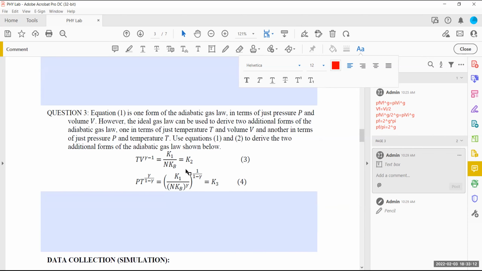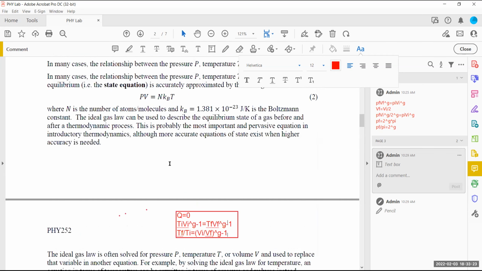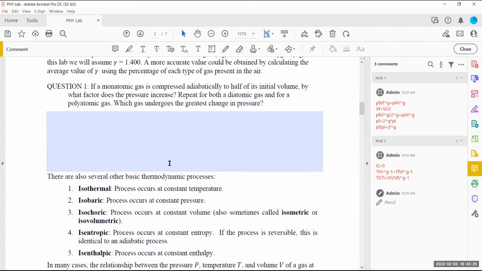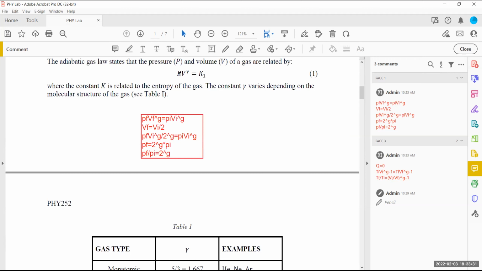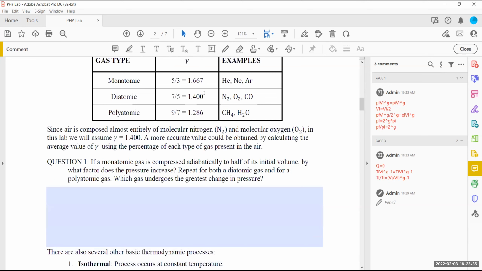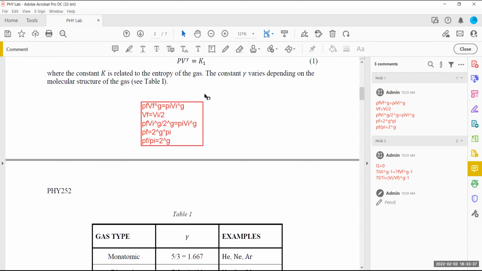Using PV equal to nRT, or PV equal to NKBT, I should say, because we're using NKB, not NR. So what you're saying in here is, go back to this expression. What is it? PV to the power gamma equals K1. And remove P using this expression. What is it? NKBT.